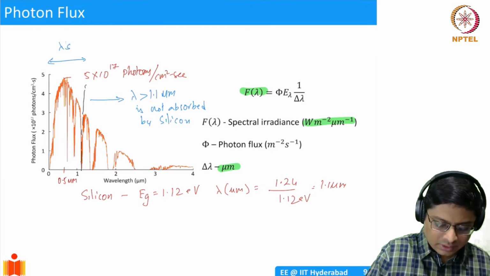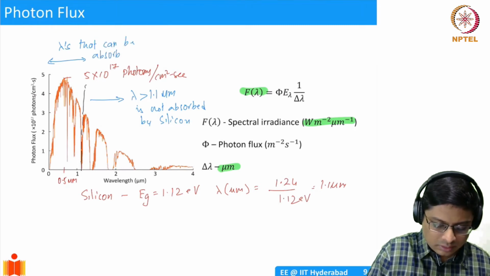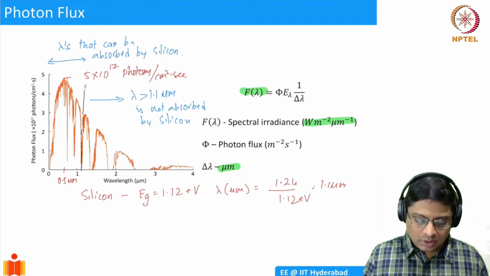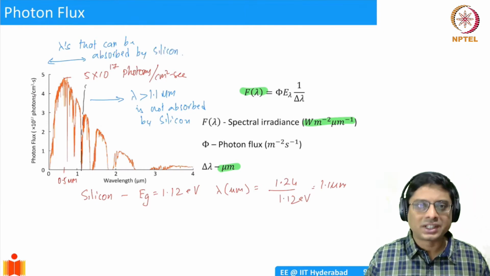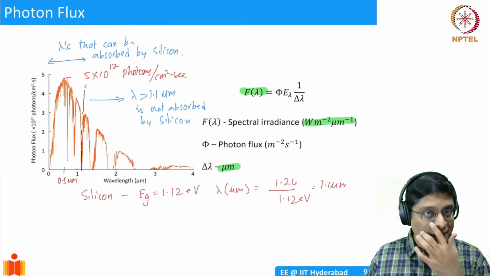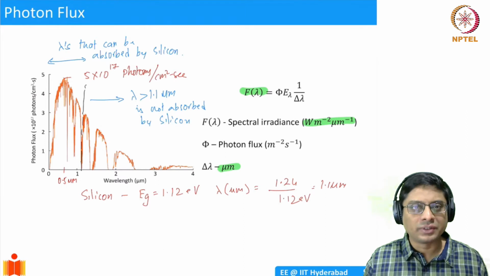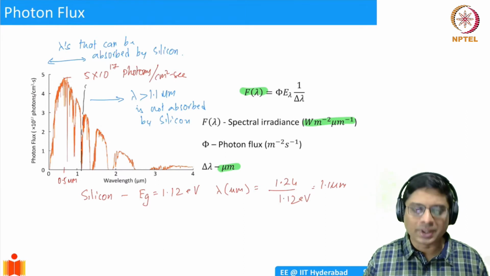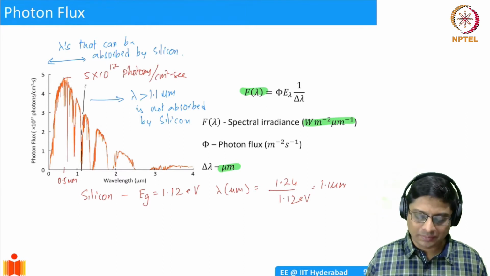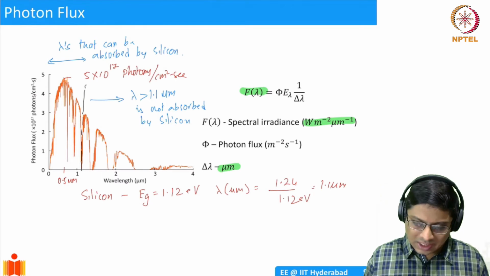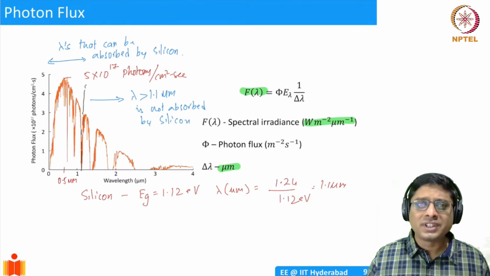Lambdas that can be absorbed by silicon, okay? So I'll come back to it. That's why I'm spending some time on this. I'll come back to it and then explain how to choose materials. When we talk about the efficiency of solar cells, we'll come back to this spectrum and understand this in greater detail. Okay. So I'll give you a problem in the assignment on this.